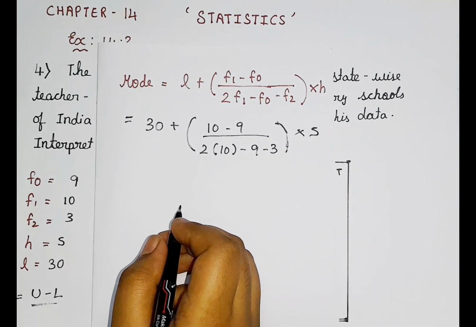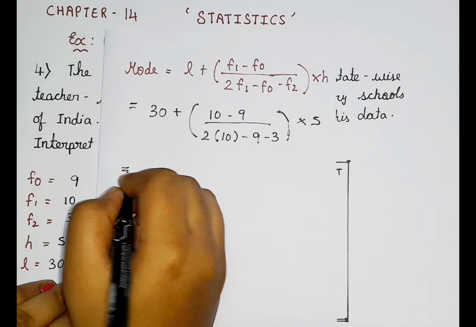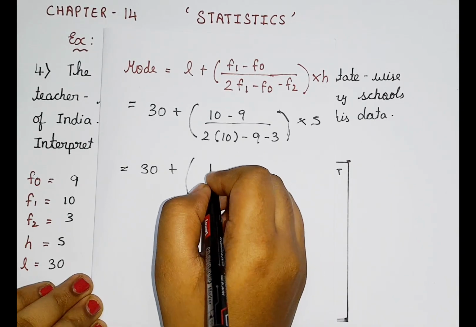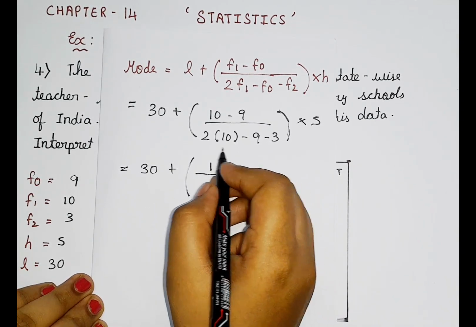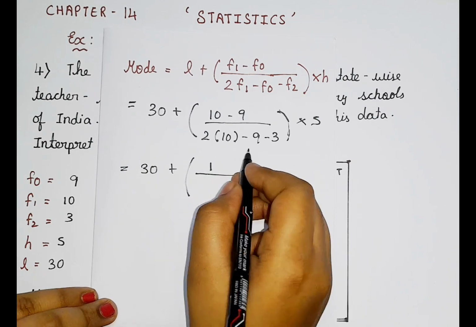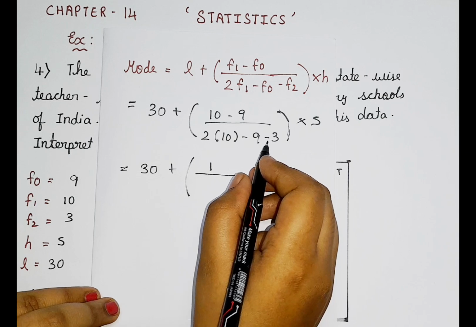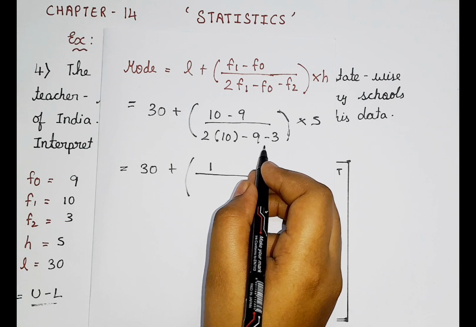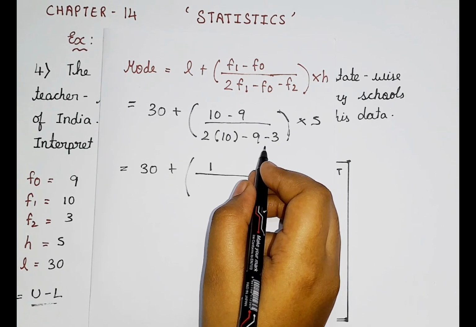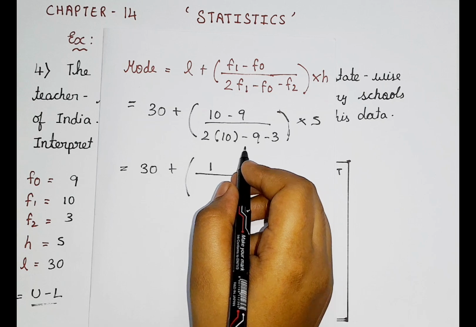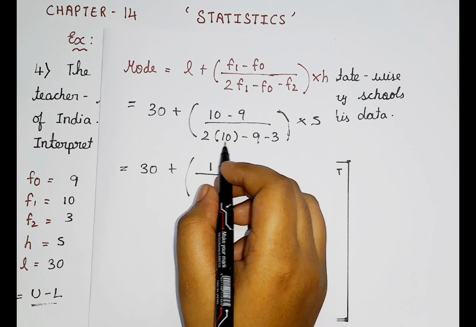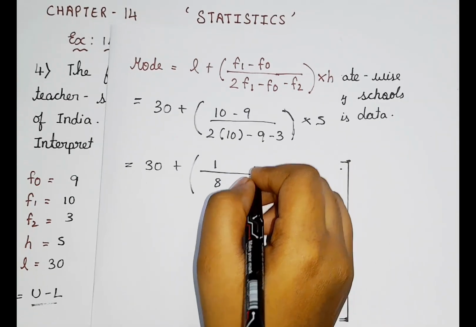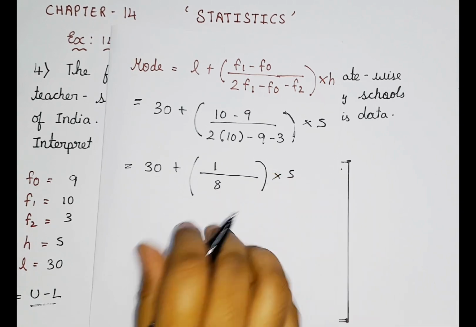Now let's solve further. It is equal to 30 plus 10 minus 9 is 1, divided by 10 twos are 20, isn't it? And then here we have minus and minus, so minus and minus is plus, so 9 plus 3 is 12. Is it minus 12 or plus 12? It is going to be minus 12. Since we have 20 here, 20 minus 12 is 8, and close the bracket, into 5.